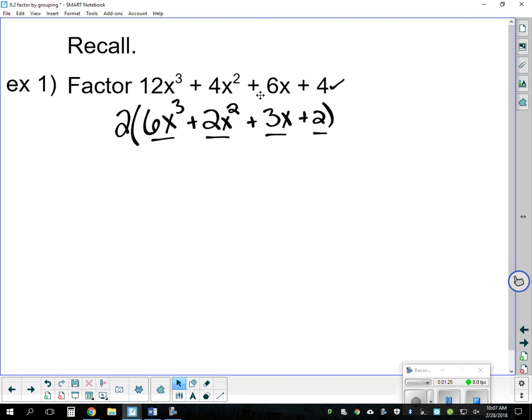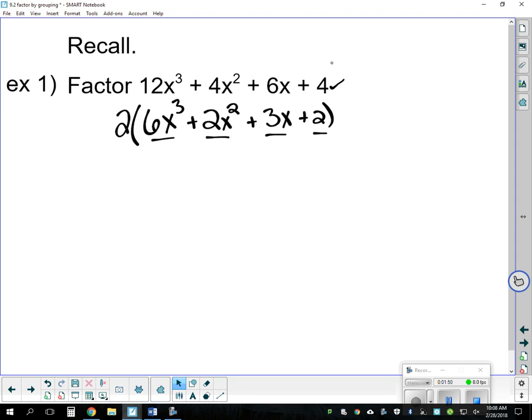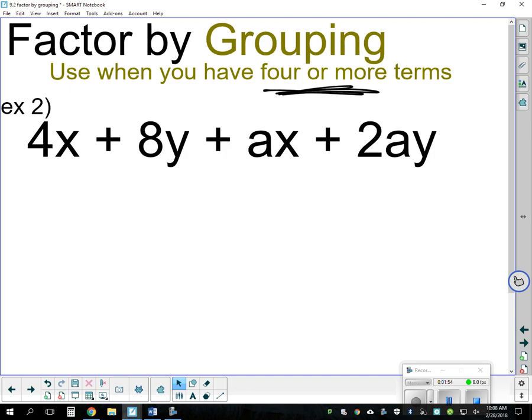What we are going to learn now, and in the rest of the chapter, is after you take out a GCF, or if there isn't a GCF, other ways to factor. And the way we're going to learn today is called factor by grouping, and you use it when you have 4 or more terms. So if you look back at that example, there were 4 terms here. So that would be a good case to use factor by grouping. We won't do that one though, we'll start with a new one.